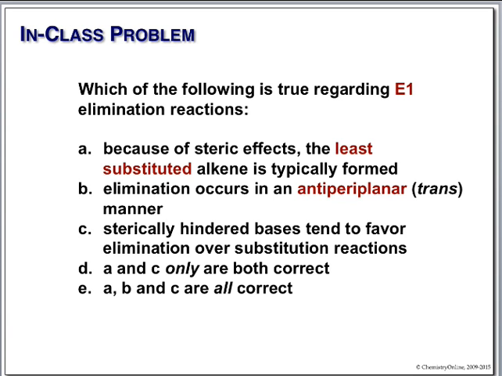Elimination occurs antiperiplanar. Well, for an E2 elimination, this is true. Antiperiplanar simply means they must be in the same plane and anti to each other. So opposite sides, whatever. This applies to an E2 elimination, not E1. Sterically hindered bases tend to favor elimination over substitution. Well, when you have something big and ugly that can't get in there to substitute, it's going to act like a base. This is the best answer.